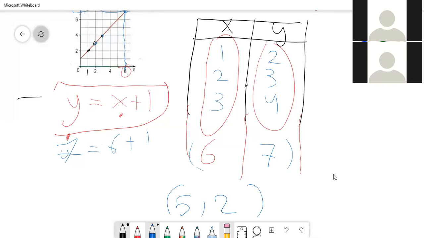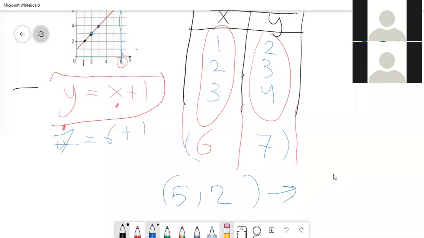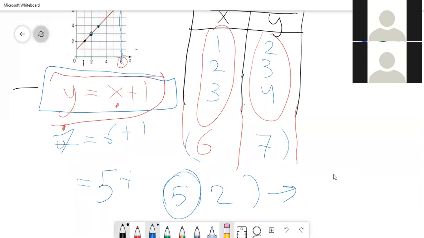To make sure this point is on the line or not, it must satisfy the function, right, to be on the line. And if it doesn't satisfy the function, this means it is not on the line, right? Okay, so let's say x is 5. Let's substitute the points of x and y in the function. What is the value of x? 5. 5 plus 1, guys, according to the rule.